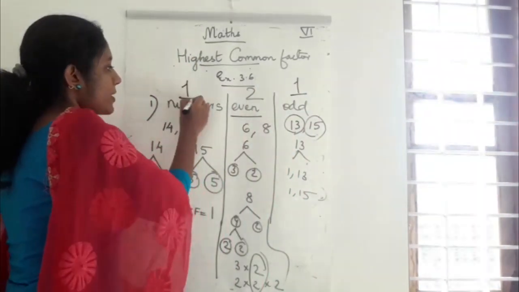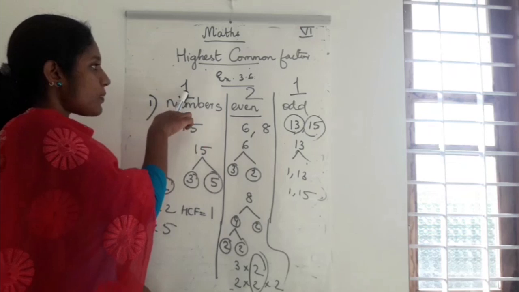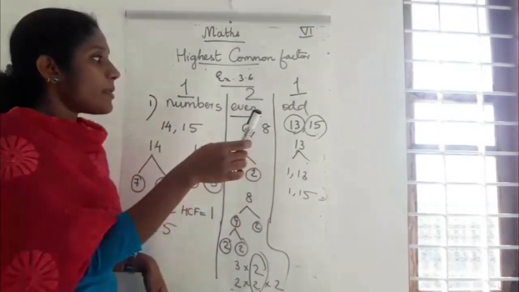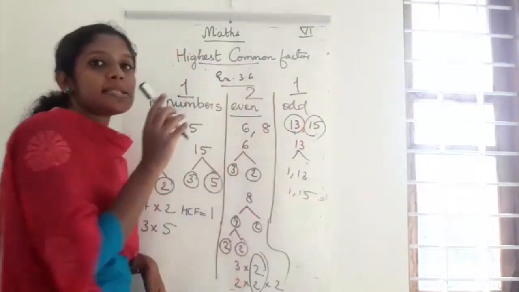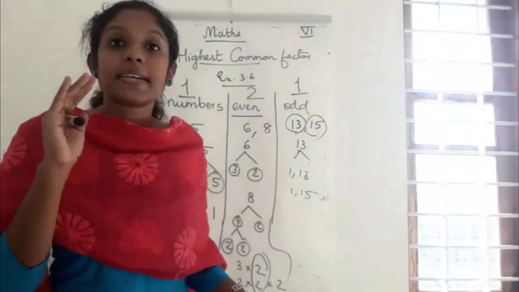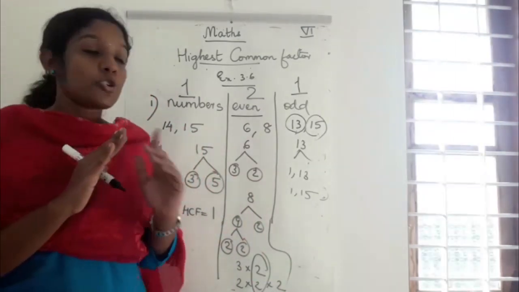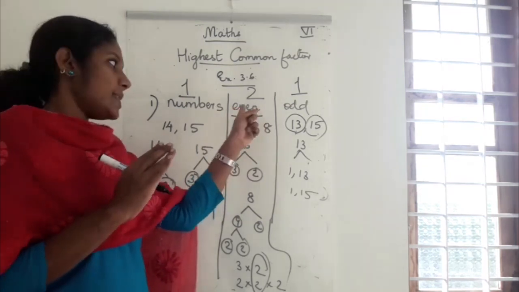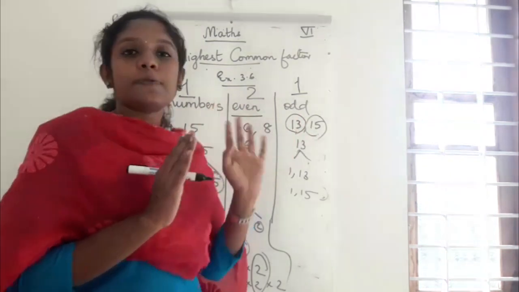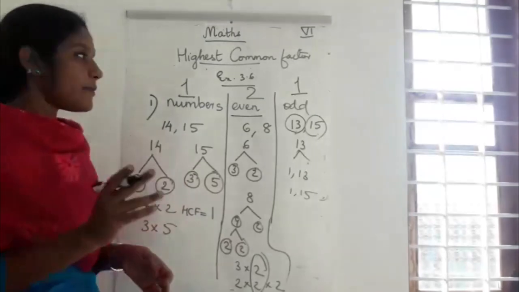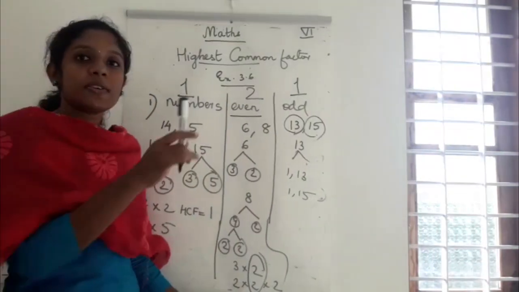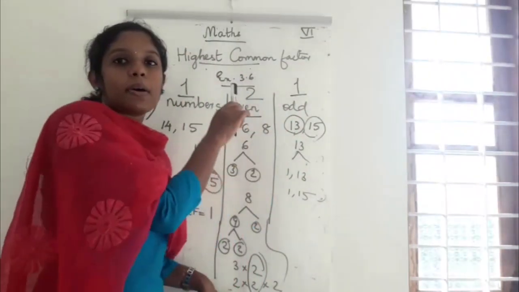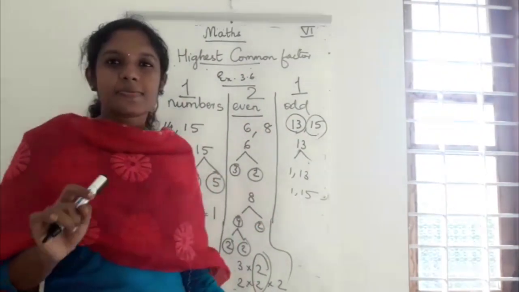So the highest common factor of two consecutive numbers is 1. The highest common factor of two consecutive even numbers is 2. The highest common factor of two consecutive odd numbers is 1. Consecutive means the numbers in sequence in the question. Two consecutive even numbers are like 6 and 8, and two odd numbers are 13 and 15. I have taken these. Hope it is clear for you. Okay, so that was very simple.